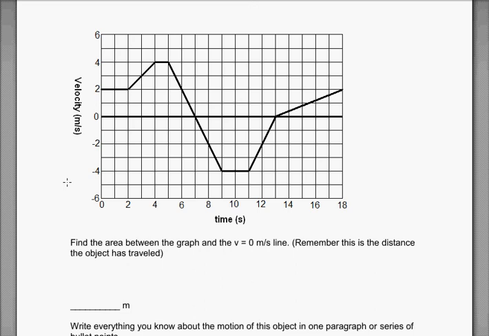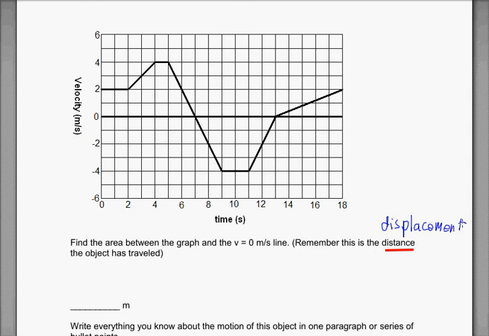Okay, another installment of Mr. Shaw Does Your Homework. Find the area between the graph and the v equals 0 line. Remember, this is the distance, or basically this should actually say, you guys know what this should say, this should say displacement. Mr. Shaw often mistakes these words himself, confuses them.